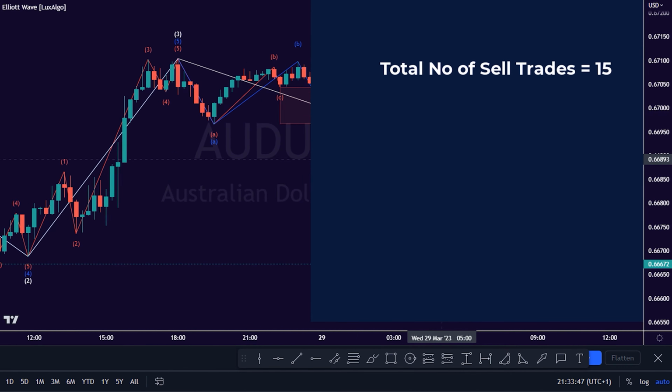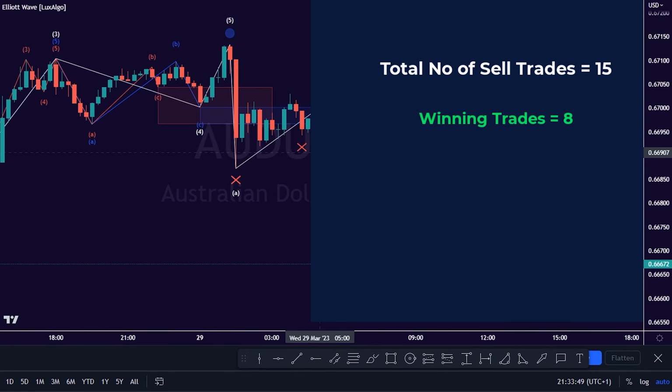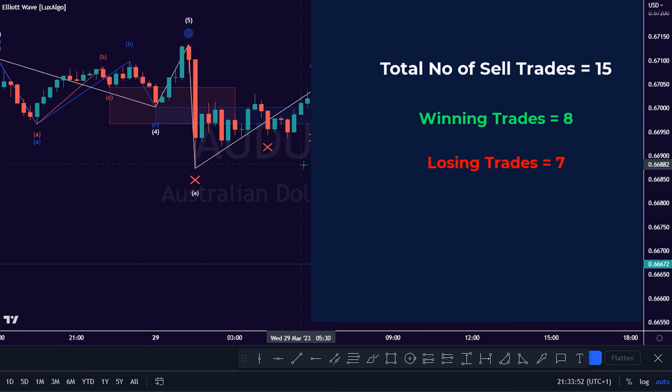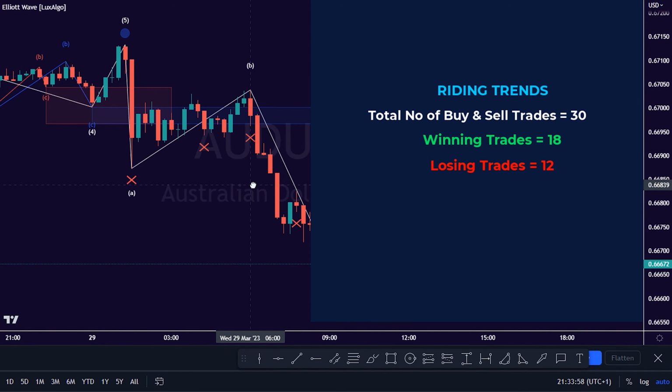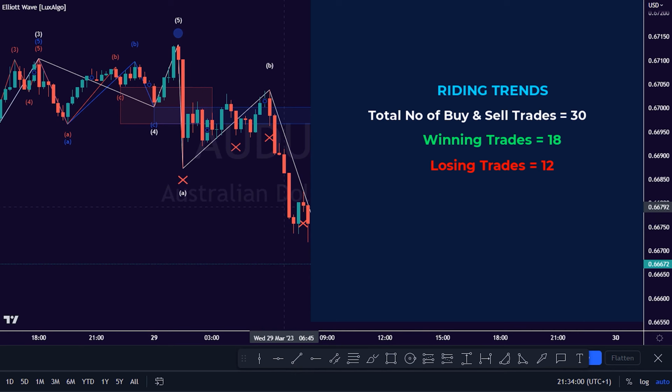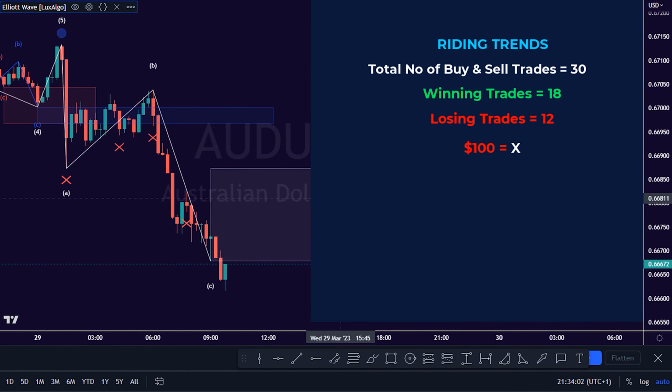Out of 15 sell trade setups traded, I have 8 winning trades and 7 losses. Now I have a total of 18 winning trades and 12 losing trades when riding trends with the Elliott Wave LuxAlgo indicator. I lost $100 for each 1x risk value of each trade. That is $100 times 12 losing trades.